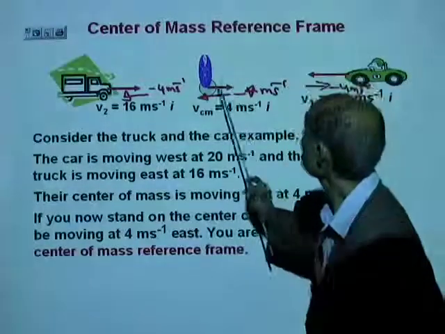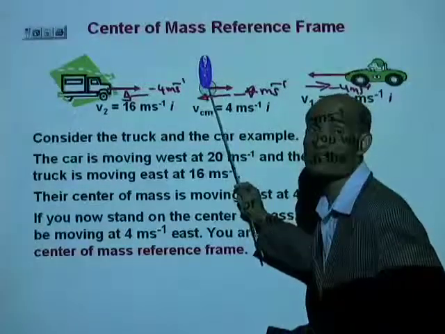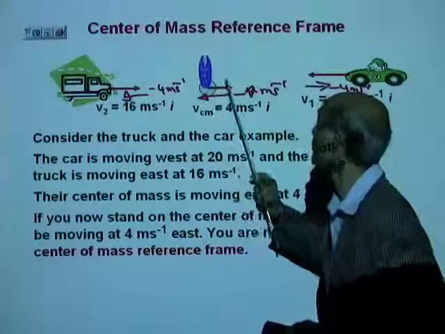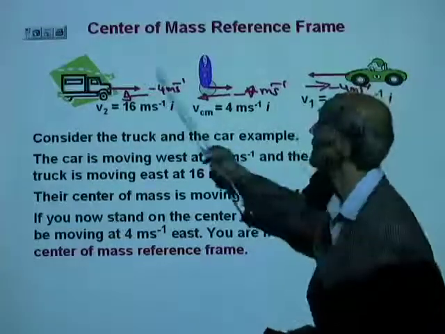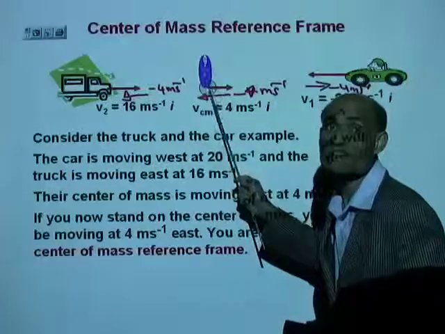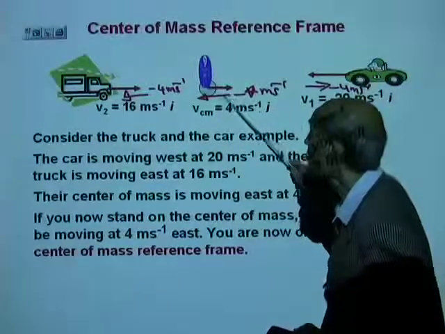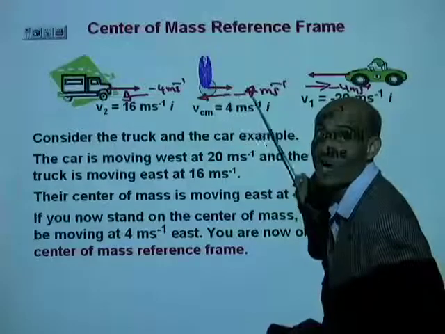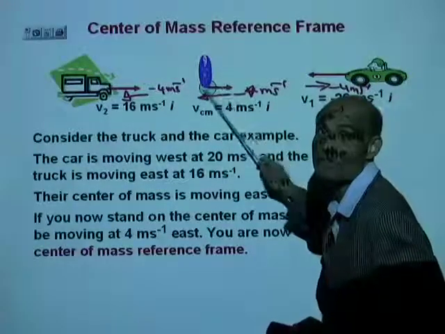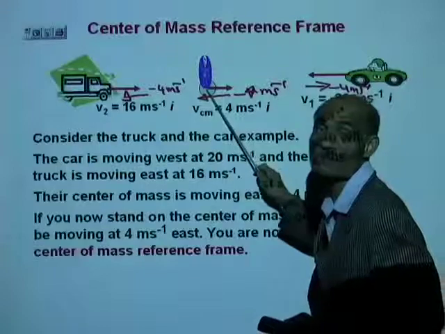To take the measurements from the center of mass reference frame, we need to find the velocities of the car and the truck relative to the center of mass. So bring the center of mass to rest by applying an opposite velocity to that. So the center of mass is now at rest.